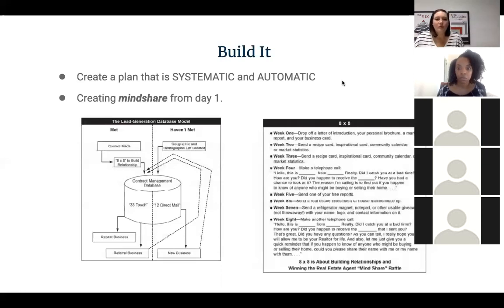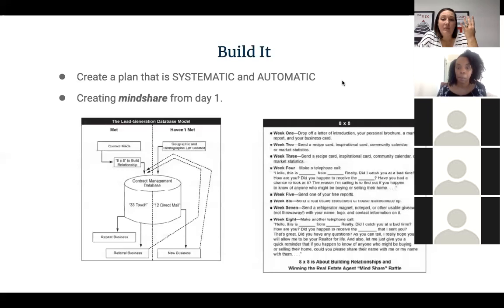Week 4, make that phone call. So you've sent them your app, and you've sent them 2 pieces of value, whether through the mail or email. They say they like the mail, right? Somebody's going to hold on to that. And then on week 4, you're going to call them.